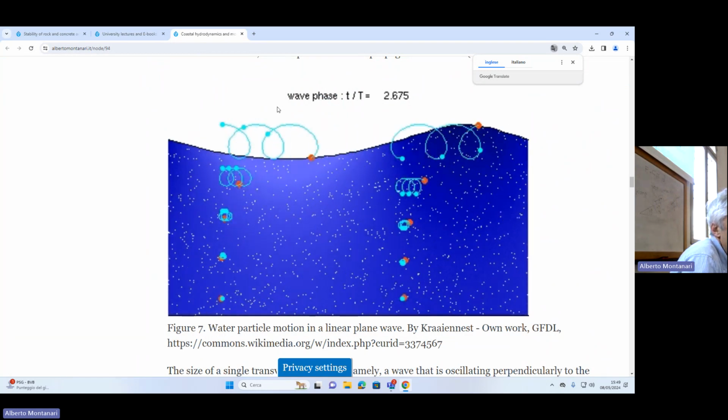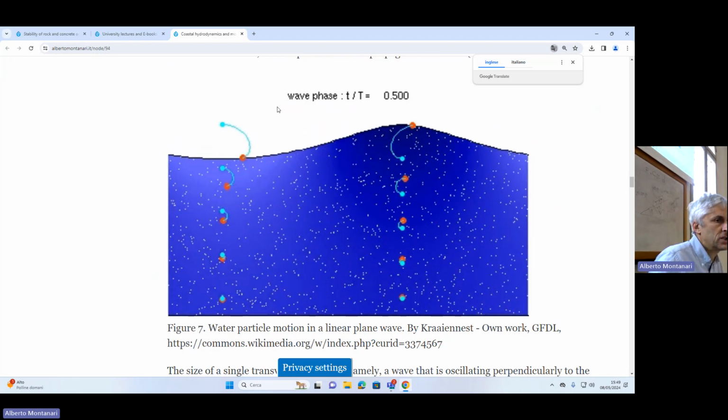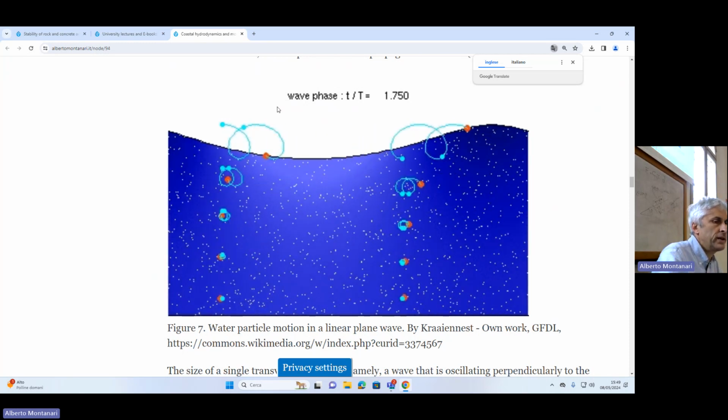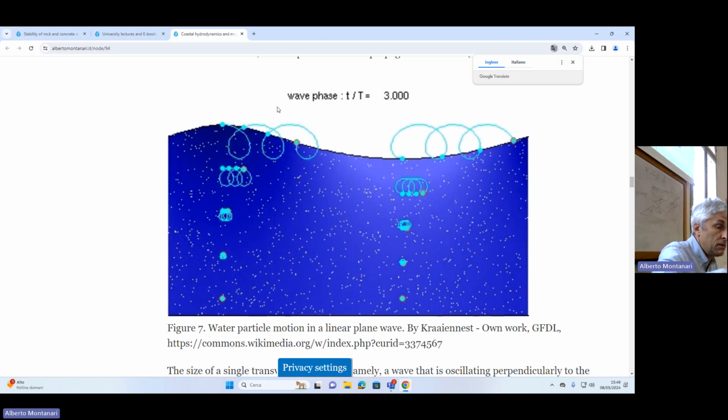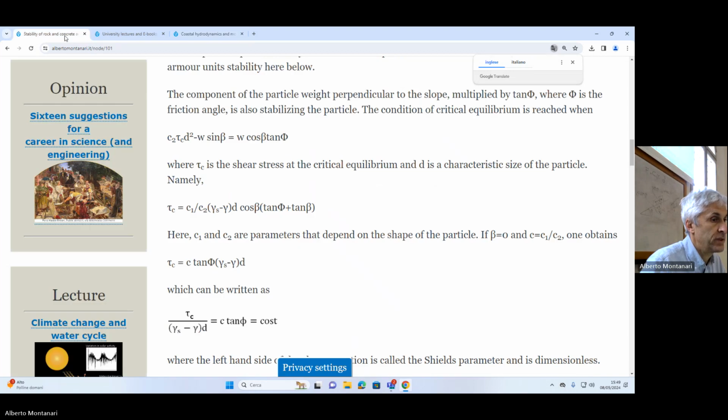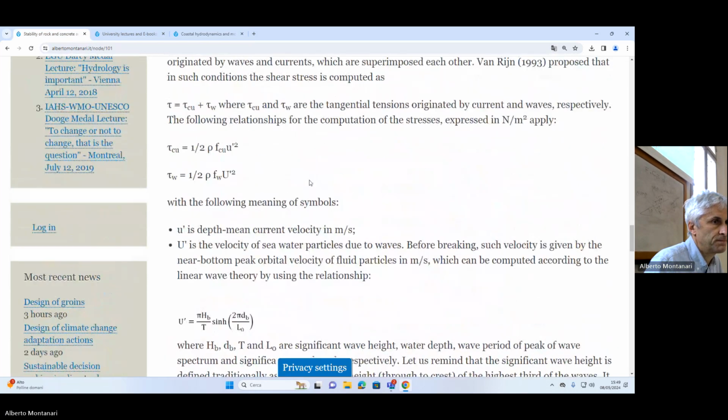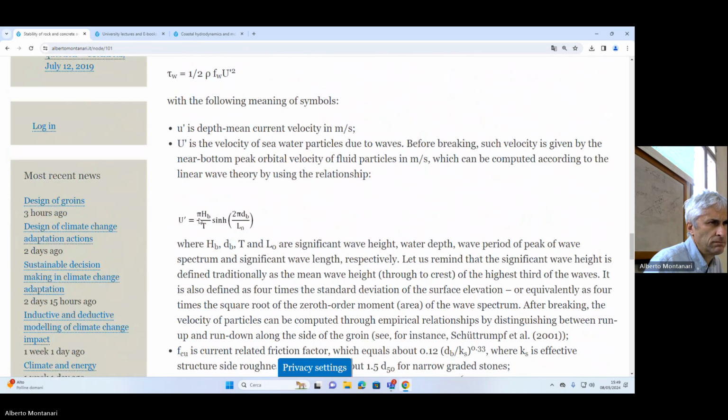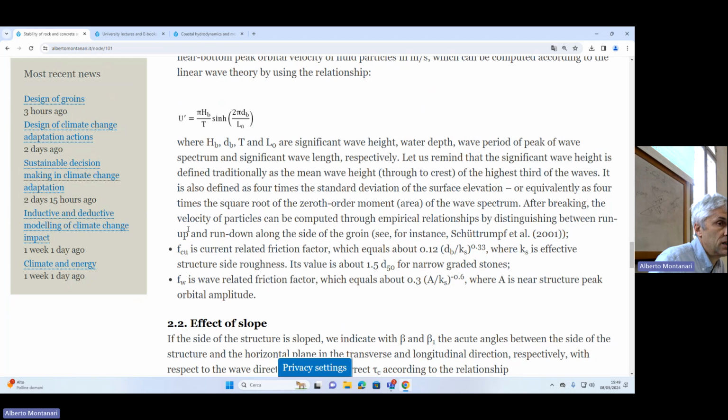The orbits are larger at the surface, and their extension becomes smaller and smaller with depth. We are interested in the orbital velocity in the proximity of the sea bottom, and we can compute it with this relationship here. And we don't need to learn it. But this is the orbital velocity before breaking, the velocity due to waves before breaking. After breaking, there are some empirical relationships that are suggested, which are not shown here. And these relationships are different for run-up and backflow.